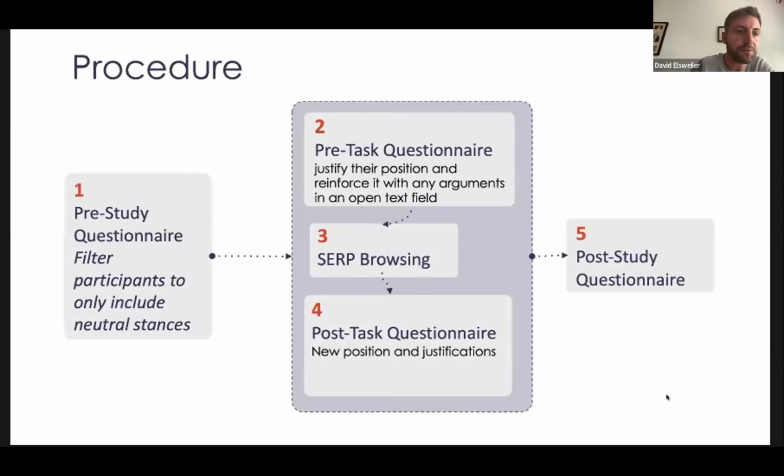This was the procedure that we went through. First of all, we had a pre-study questionnaire because we wanted to filter out people with strong views. We were only interested in people who had mild views or hadn't made up their mind. Then we had a pre-task questionnaire, where we asked people to outline any arguments they could have in favor or against. Then they interacted with the SERP, as freely as long as they wanted and with as many search results as they wanted. Then we did the same thing after: we took their position after searching and recorded any justifications that they had. A post-study questionnaire took in demographic information and so on.